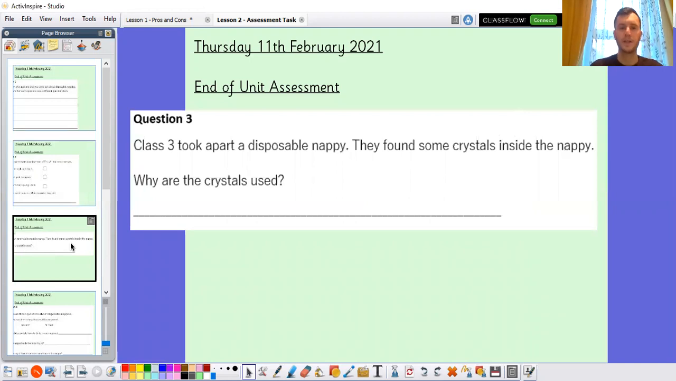Question 3. Class 3 took apart a disposable nappy. They found some crystals inside the nappy. Why are the crystals used? What are they used for?